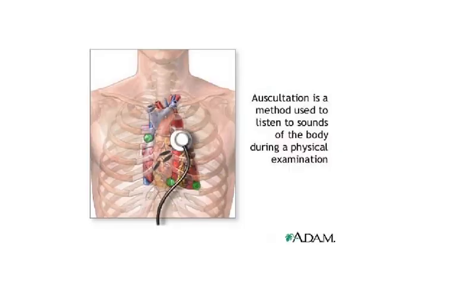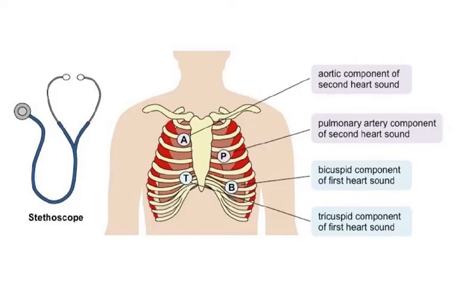Then a method which is called auscultation is a method used to listen to sounds of the body during a physical examination. And for that we use a stethoscope. We place the stethoscope at different places, at different points on the chest, and then we can see if the aortic component of the second heart sound is correct. Is the pulmonary artery component of the second heart sound correct? Is the bicuspid component of the first heart sound correct? Is the tricuspid component correct? And that is what we use a stethoscope for.